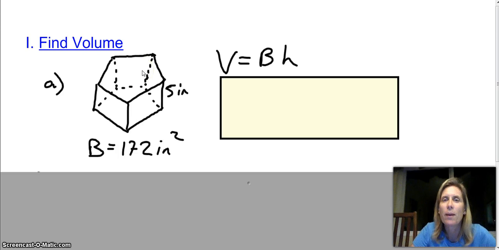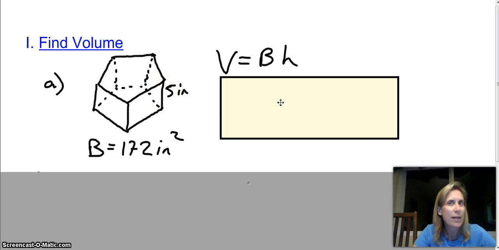And the fun thing about this problem is they've given us the base area. We don't have to go find the base area of this pentagon. We actually have the entire base area. So this is an easy problem. How do we find the height of the prism? Well, it is the same as in surface area. It's the distance between the bases. So here we have a height of 5 inches.